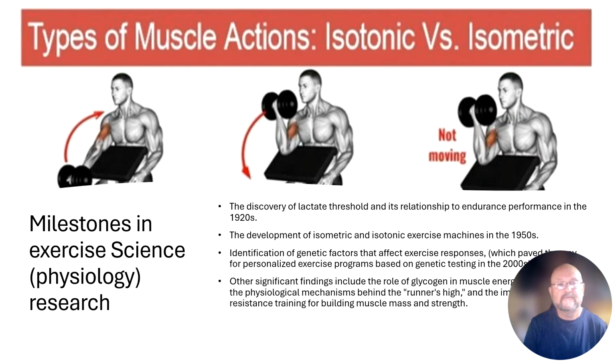So again, we have, as has already been mentioned, the identification of genetic factors that affect exercise responses, and this eventually paved the way for personalized exercise programs based on genetic testing in the 2000s. And to finish off, other significant findings include the role of glycogen in muscle energy metabolism, something that we will look at, the physiological mechanisms behind the runner's high, and the importance of resistance training for building muscle mass and strength. There's been lots of very interesting studies done even in the last few years on that, showing how fast protein intake through nutrition actually ends up in a muscle that's repairing itself.